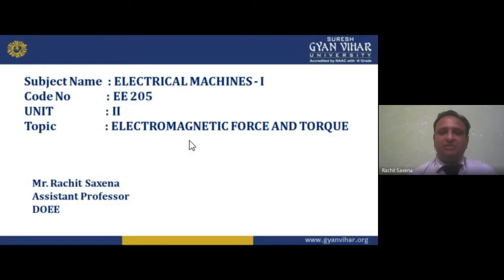The electrical machine one I'm talking about is basically the main subject of electrical engineering. One I am using for the DC part, two we are using for the AC, that is alternating current, but electrical machine one is basically for the DC. If I am talking about AC machine and DC machine both, basically there are two types: rotating and non-rotating.